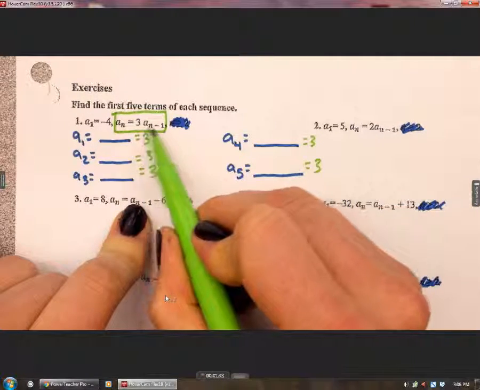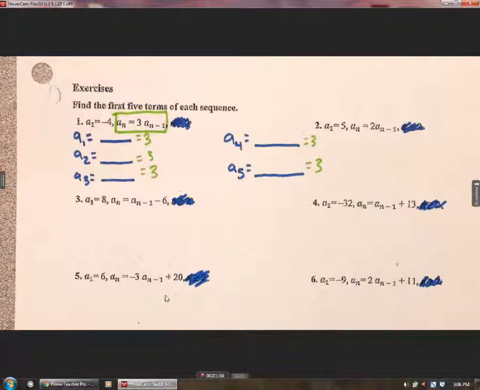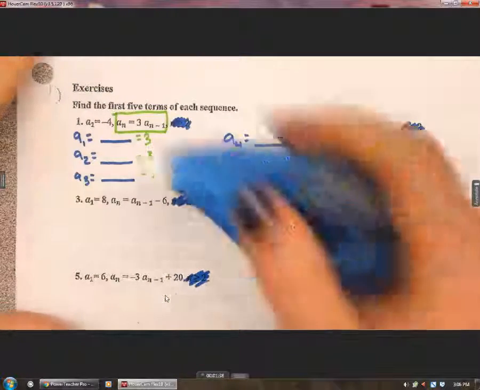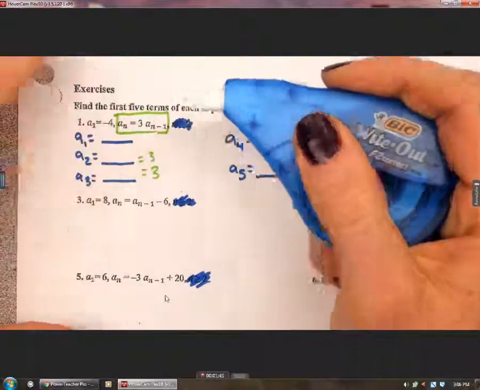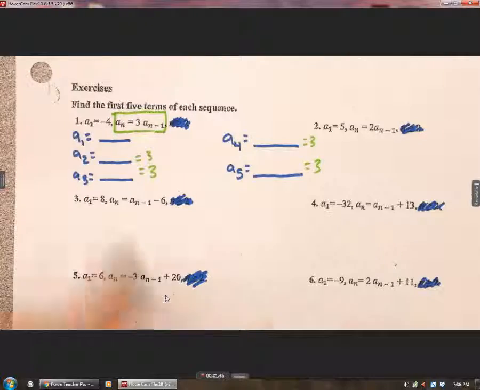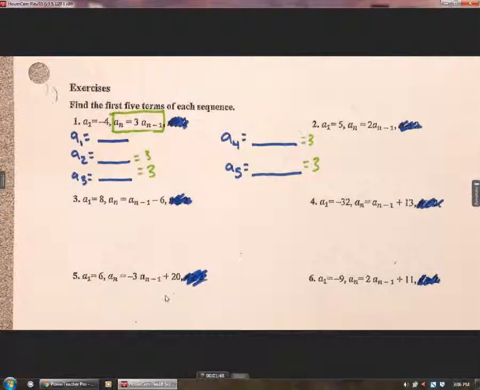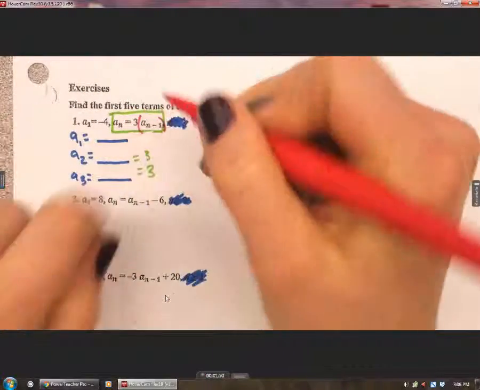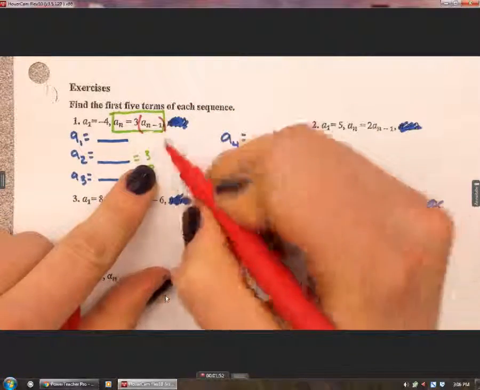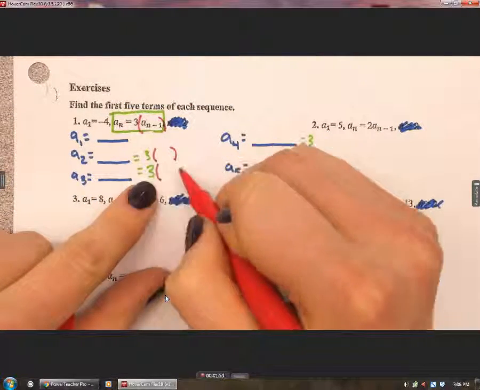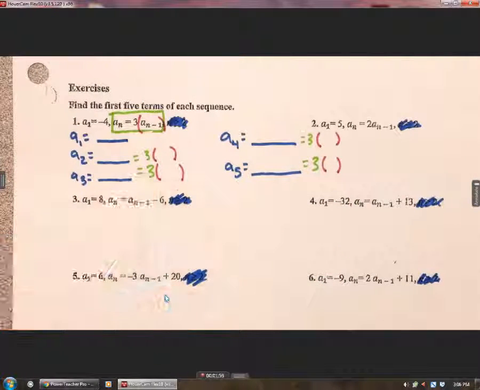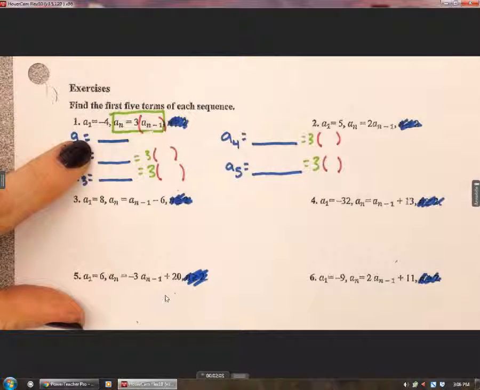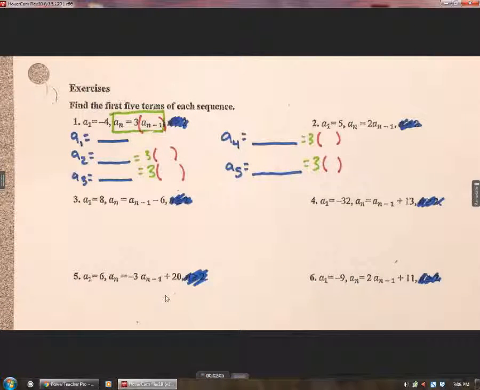And then instead of this, actually I'm sorry, you wouldn't do this on the first one. Don't do this on the first one. The first one they already give you just the number for the first one. So I have the 3 stays the same, but then this part right here, this a sub n minus 1, I'm just going to put parentheses. That's the number that's changing every time.